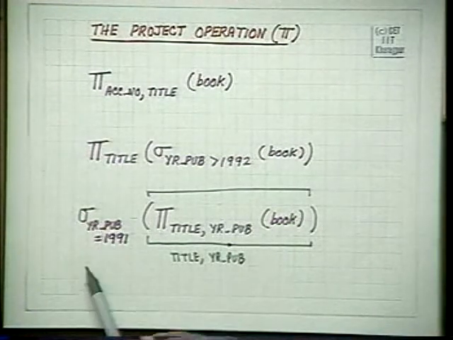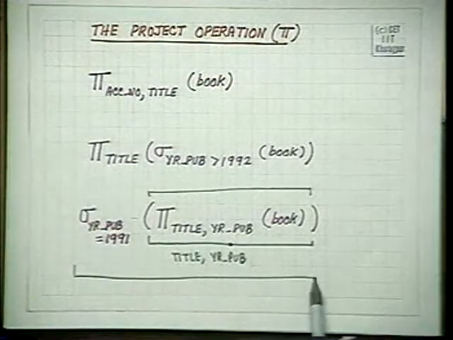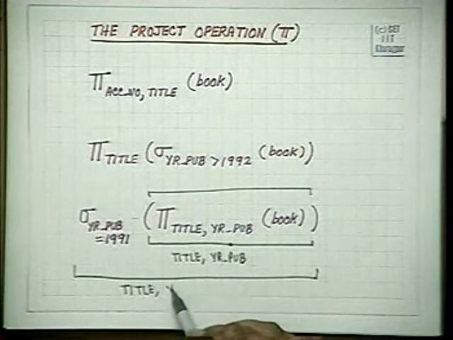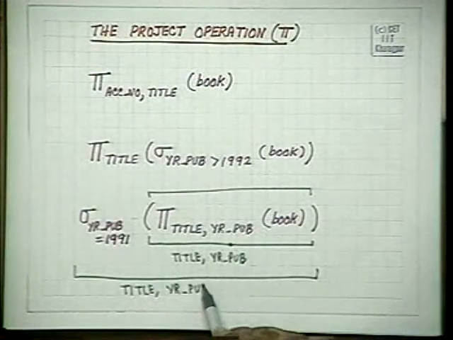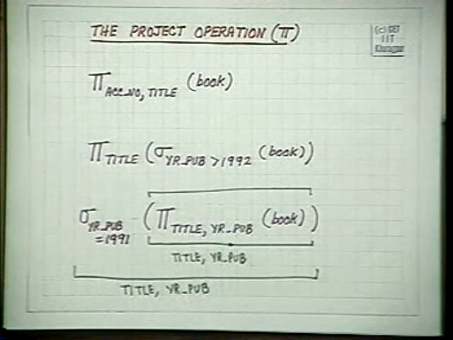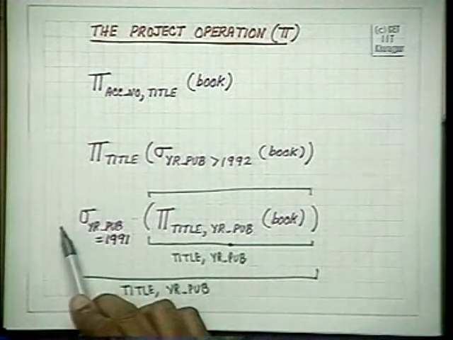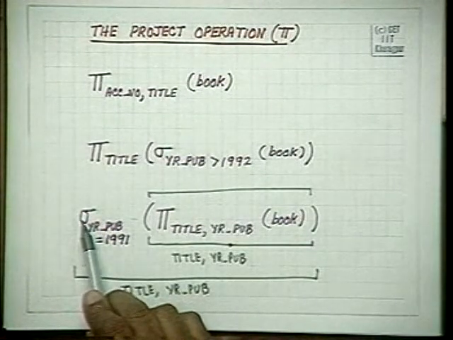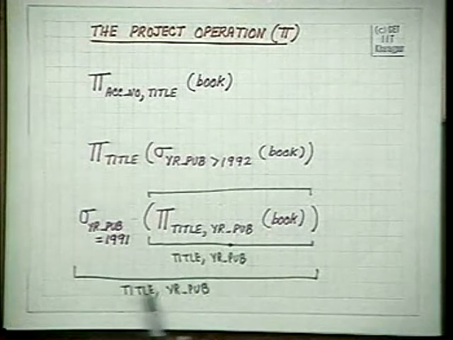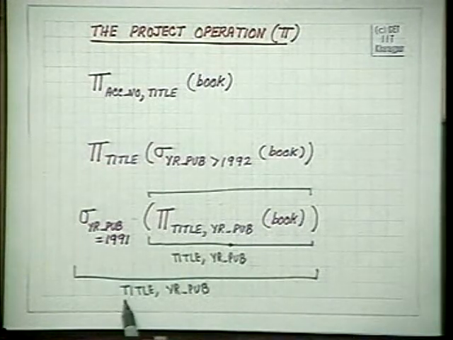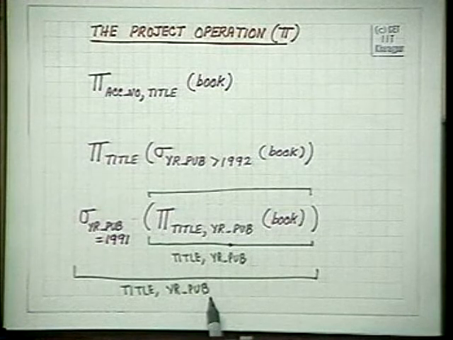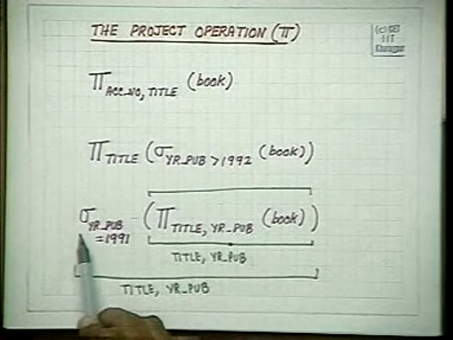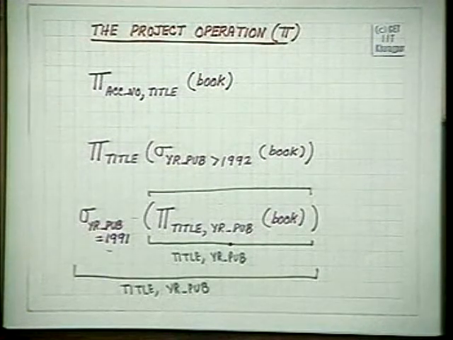So this corresponds to returning a relation whose attributes are still title and year of publication. These are the only two attributes which are returned here. All these operations return relations only, and the relation which is returned here has two attributes, title and year of publication, and we know that the year of publication of all the tuples which will be available here will be 1991.